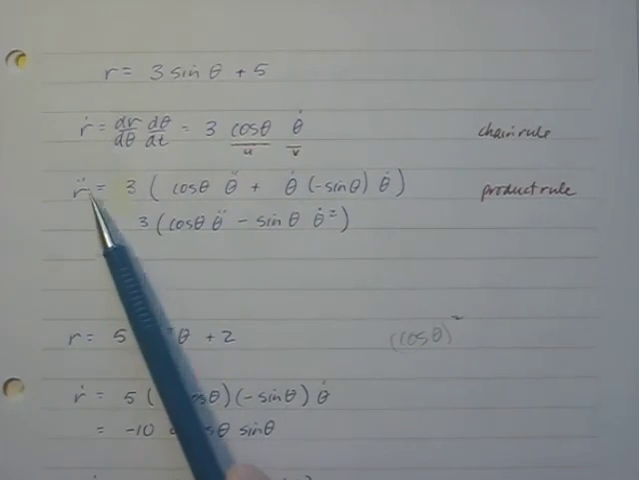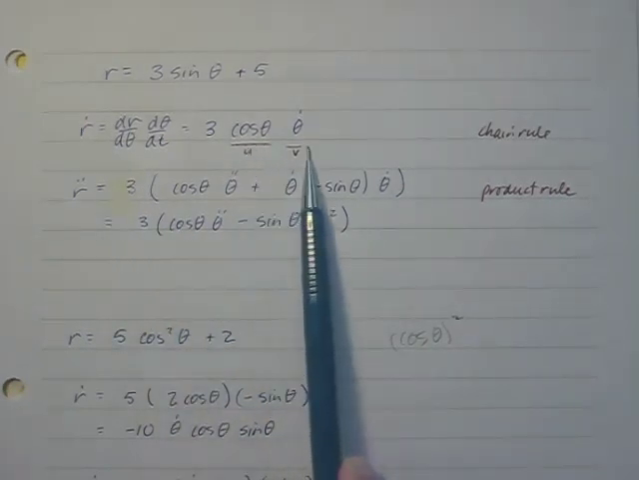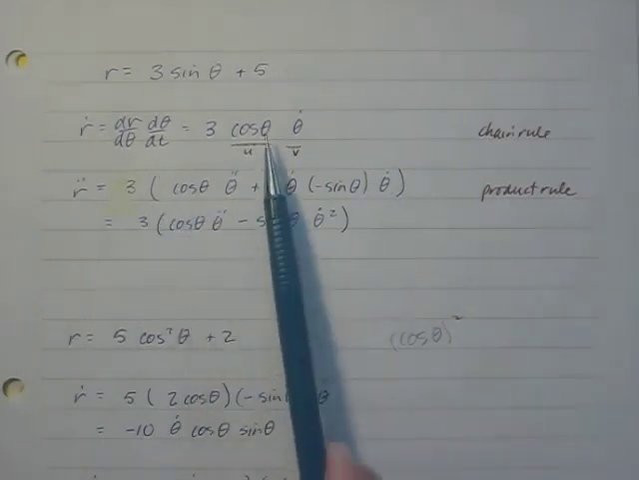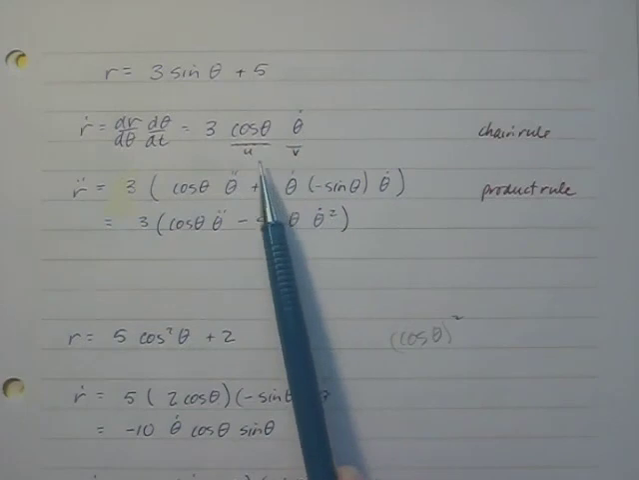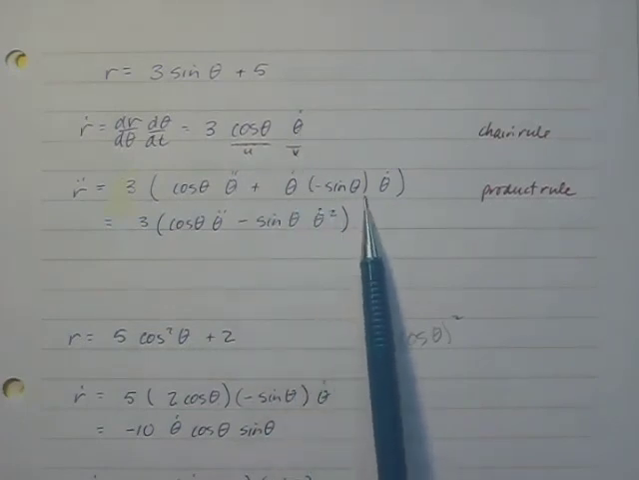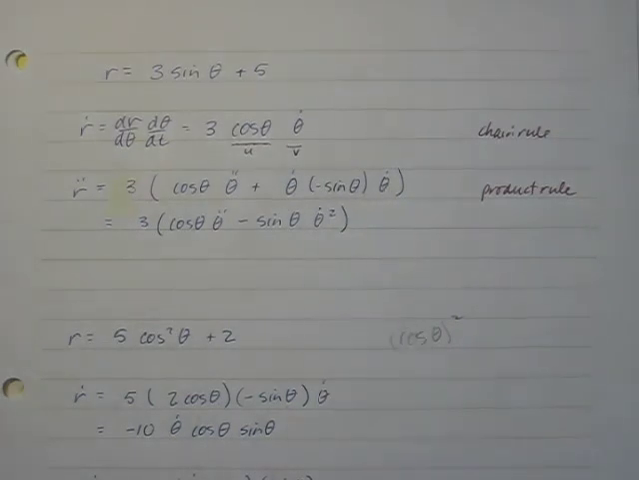To take r double dot, I divided it up into calling this my u and my v, so I can use the product rule. Factored the 3 out, so this is u times the derivative of v plus v times the derivative of u, and now that's my dr d theta, and now I need my d theta dt underneath the inside, using the chain rule inside the product rule.